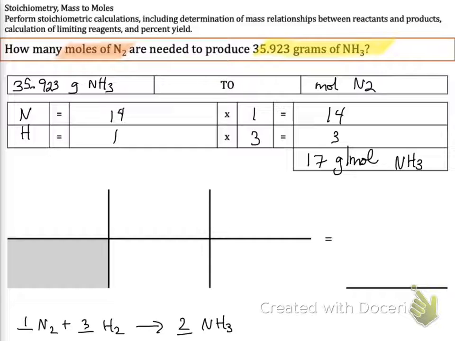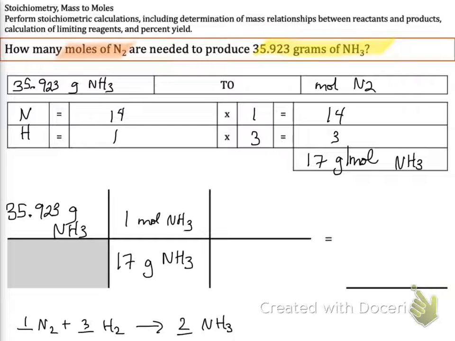So we're going to start by writing our given. Our given was the 35.923 grams of NH3. We can't work with grams in a stoichiometry calculation. We have to always turn those grams into moles. So looking back from our previous unit, to turn grams into moles, we need to divide by the molar mass. There are 17 grams of NH3 for every 1 mole of NH3. If you stopped right here, all you would have done is converted grams of NH3 into moles of NH3.